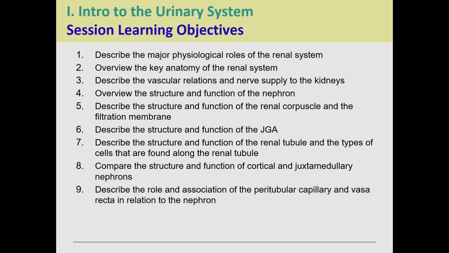We'll talk about how the kidneys are supplied in terms of the nervous system as well as vascularly. We'll get into the nephron. We'll get into the renal corpuscle and filtration membrane, the juxtaglomerular apparatus, and the renal tubule and all the different types of cells we find along that, and then getting into basically the difference between cortical and juxtamedullary nephrons, and then talk about the peritubular capillary and the vasa recta when it comes to the nephron.